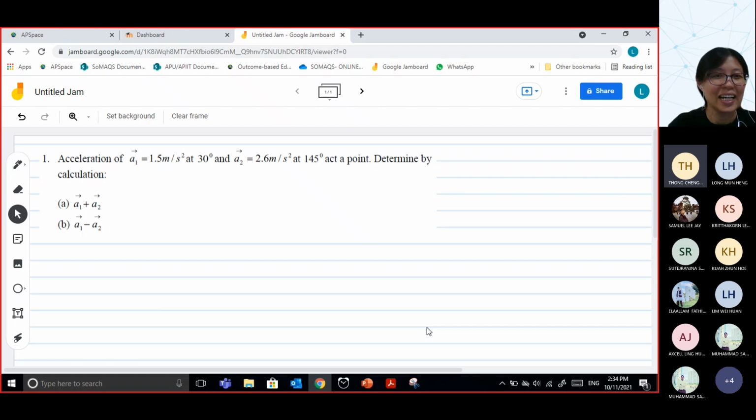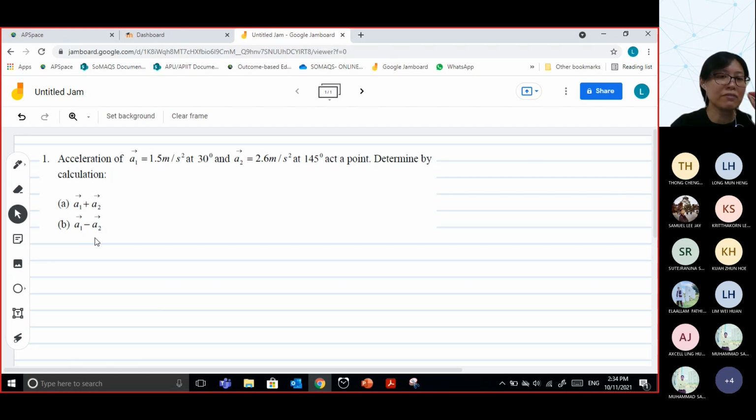Okay, thank you. Okay, so for question 1, acceleration A1 is 1.5 meter per second square at 30 degree. And another acceleration A2, another vector, is actually 2.6 meter per second square at 145 degree at a point. So determine by calculation the sum of the vectors and also the subtraction of the vectors.